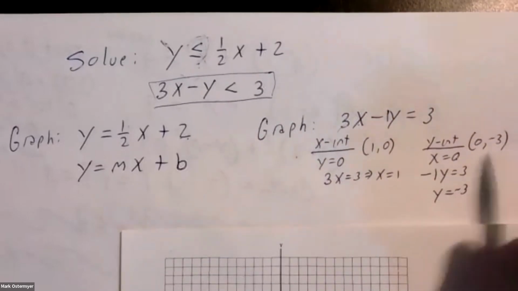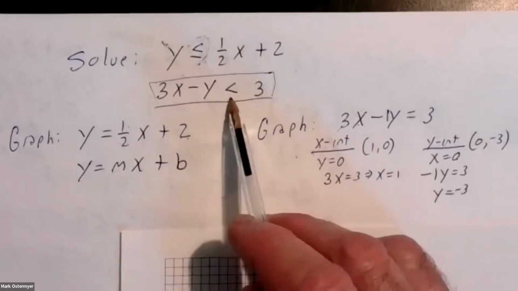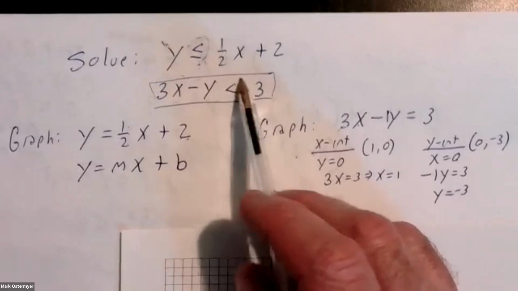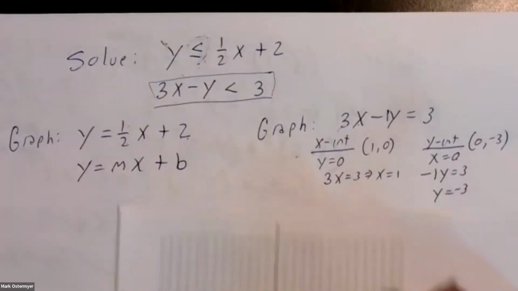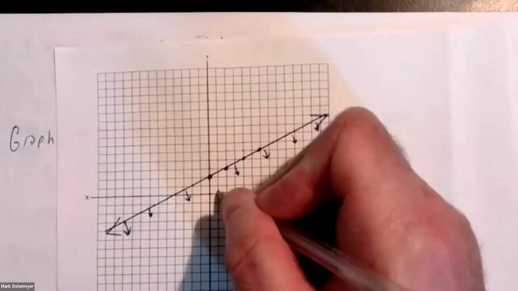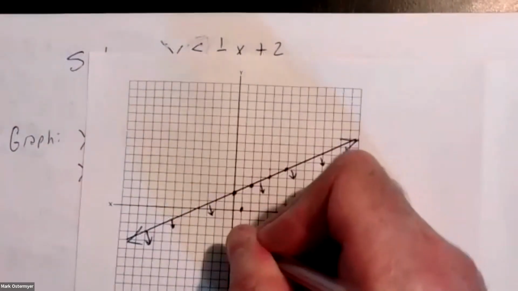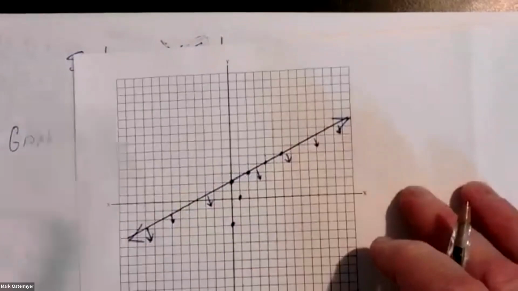Plot the points. Connect them with what kind of a line? Solid or dashed? This will be a dashed line. So we got (1, 0) and we have (0, -3). And I put a dashed line through these points.